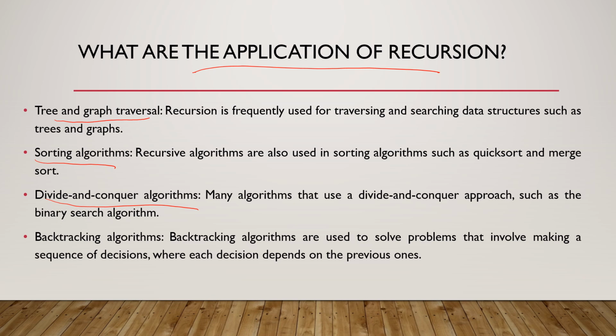The third application of recursion is divide and conquer algorithms. Many algorithms that use a divide and conquer approach, such as the binary search algorithm, use the recursion to break down the problem into smaller subproblems. And the last application is the backtracking algorithms. Backtracking algorithms are used to solve problems that involve making a sequence of decisions where each decision depends on the previous ones. These algorithms can be implemented using recursion to explore all possible paths and backtrack when a solution is not found.